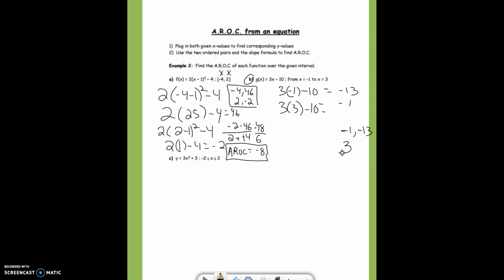So again, x was 3. These are my y values, guys. That's -1. Let's go ahead and use the slope formula again. So that would be -1 minus -13 over 3 minus -1, which would be what?